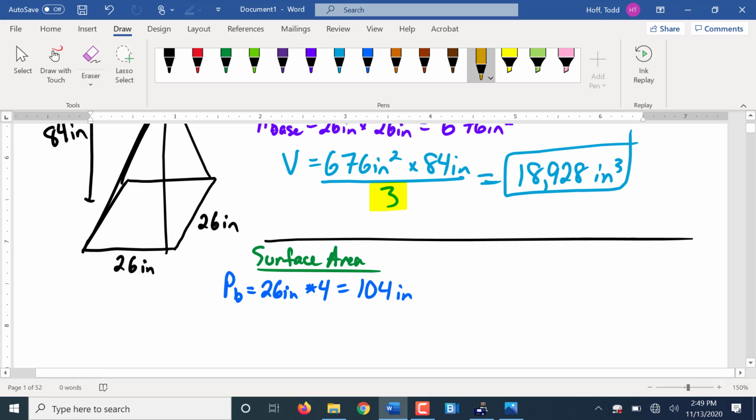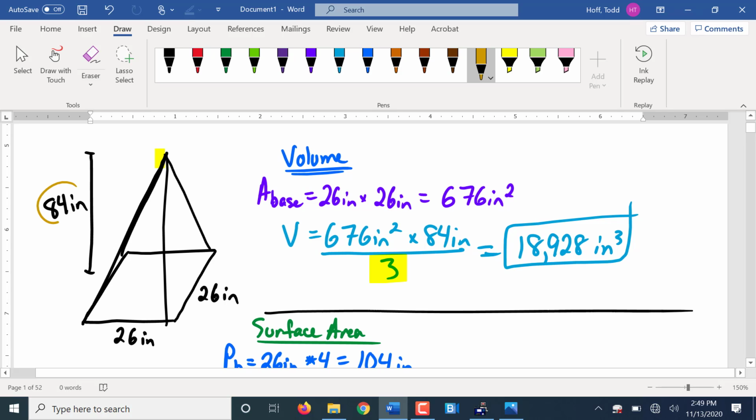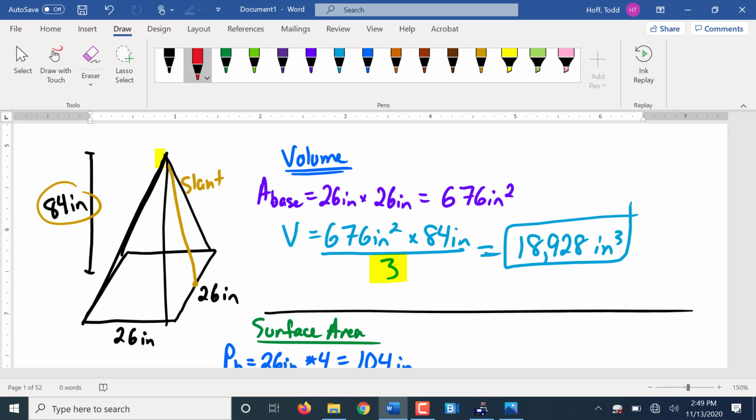Now, for lateral area here, it's no longer the height. We can't use the 84 anymore with the perimeter because the surfaces don't go straight up and down anymore. They go at a slant. So remember we said we had to find that slant distance, that slant height. To find that, we made a triangle here using our height. So this is 84 inches here. This is going to be half the base, if this is a right pyramid, that points over the middle. So yep, 13. So how do I find the slant from that?